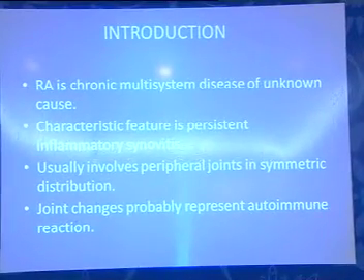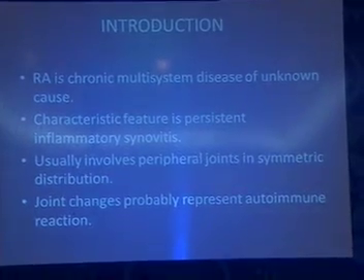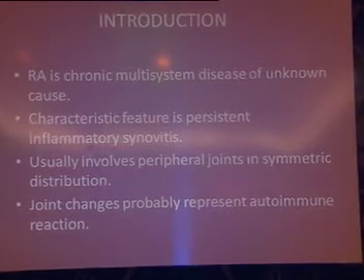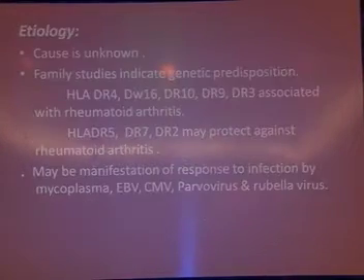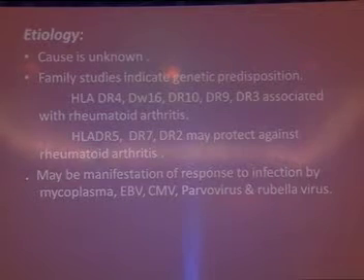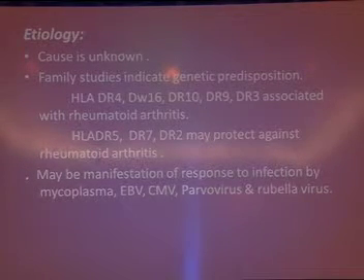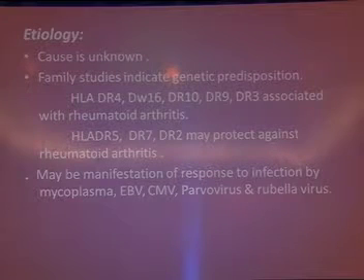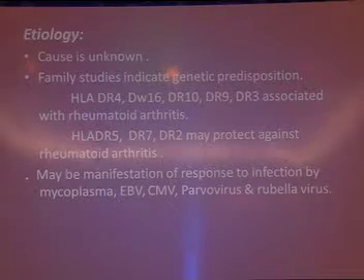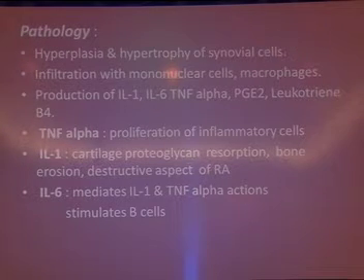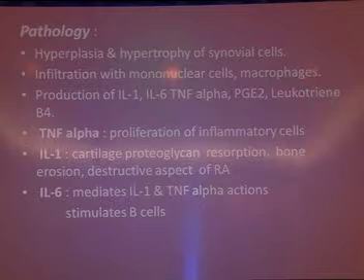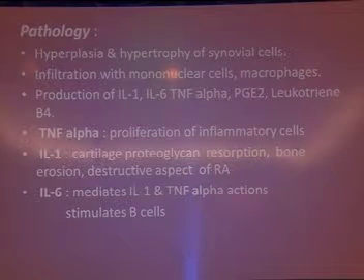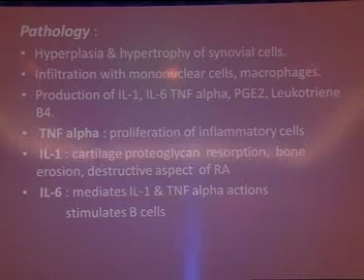Now, we all know rheumatoid arthritis is a chronic multi-system disease of unknown cause. The main feature is a persistent inflammatory synovitis involving peripheral joints in symmetric distribution. The etiology to a large extent is unknown, though certain genetic predispositions have been blamed, and it may be a manifestation of a response to infection by mycoplasma or EBV. Now, the pathology includes hyperplasia and hypertrophy of synovial cells, production of interleukin 1, interleukin 6, TNF alpha, and PGE2. This is important because when we talk about the biologicals, this will come.